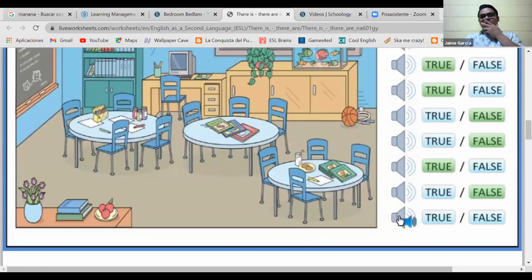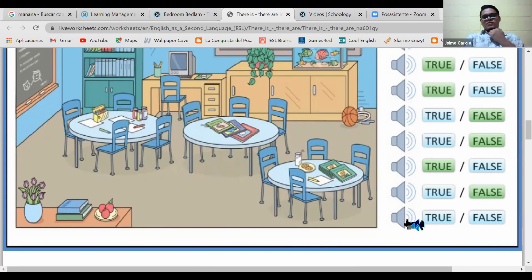There are 2 biscuits on a table. Oh, biscuit. What's that? True. Okay, wait, what is the meaning of biscuit? Figures, a table on the table. Okay, cookies.